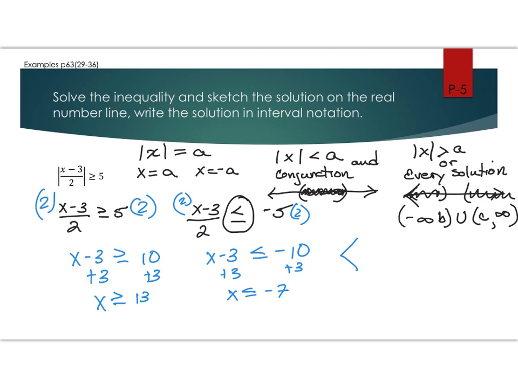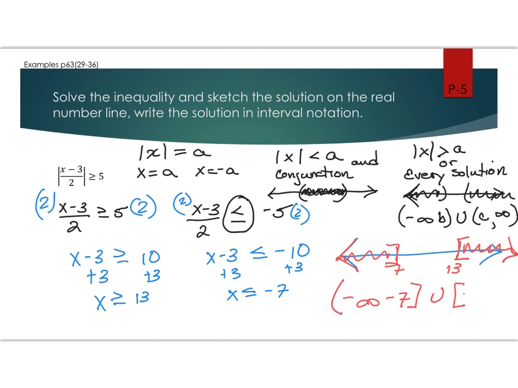So now I want my number line. On my number line, I mark negative 7 and I mark 13. They're brackets because of the equal sign, and I'm taking everything less than or equal to negative 7 and everything greater than or equal to positive 13. And so my interval is negative infinity to negative 7, bracket, union, bracket 13 to infinity. And that's all you have to do.